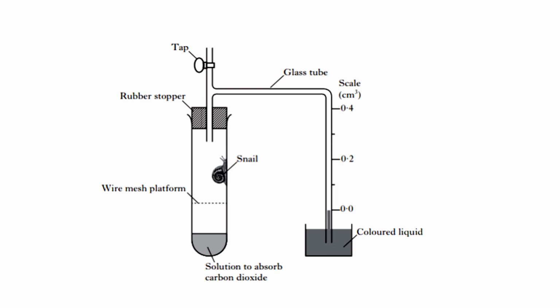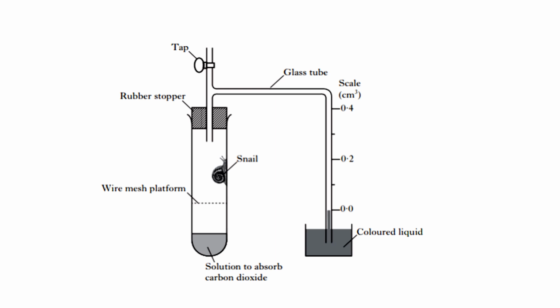We don't want the oxygen just to escape. And we've got a little tap at the top. That tap's usually open sometimes to allow the organism to get some oxygen to begin with. And then you've got a glass tube going all the way from the beaker right into a coloured liquid, and on this coloured liquid there's a snail.